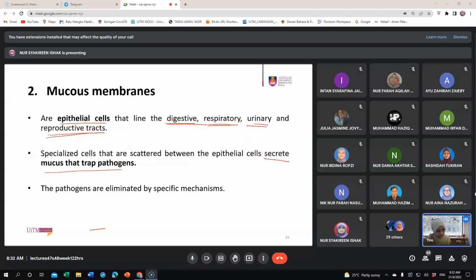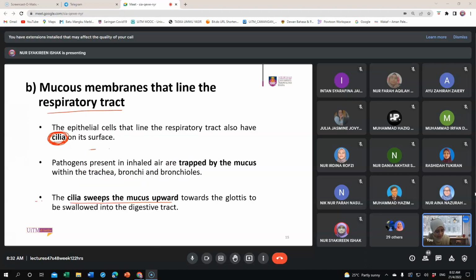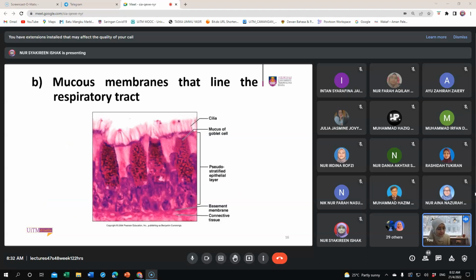Nampak ni, specialized cells that are scattered between epithelial cells secrete mucus that traps pathogens. Pathogens are eliminated. Inilah, okay. Cilia ni. The cilia swipe the mucus upward towards the glottis to be swallowed into the digestive tract, enters into the esophagus, and then enters into the stomach to be destroyed by the stomach acid.